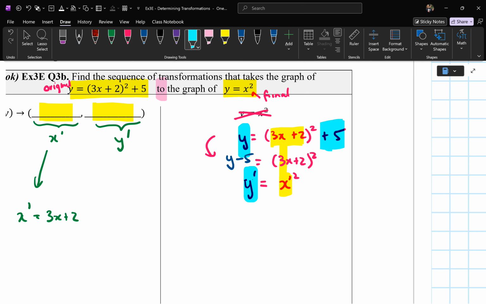And why do I do that? Is so that I can say y dash must be linked to y minus 5. So original y minus 5. And this one, I can still say original x times 3 plus 2 is being substituted with a new x. Now, if you write it this way, you can actually see that y dash, which is this one, I've replaced for y minus 5. So it should be y minus 5.